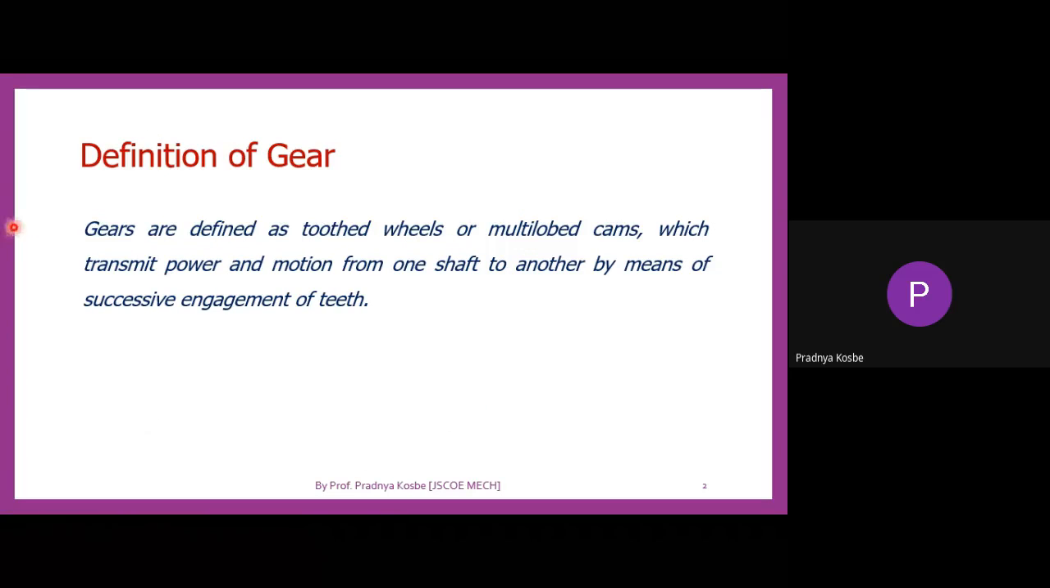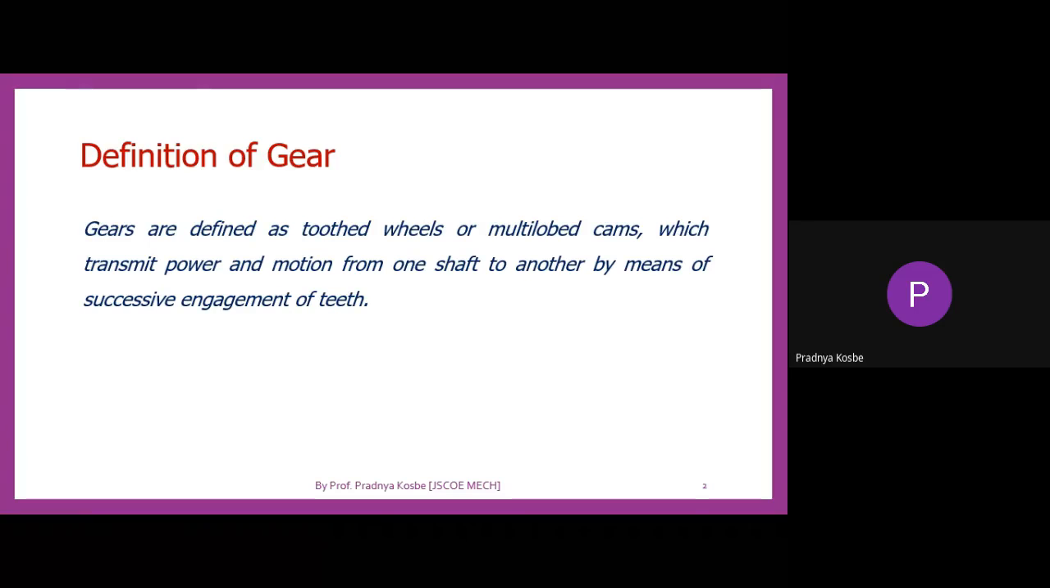Now we'll see what a gear is. According to the definition, gears are defined as toothed wheels or multi-lobed cams which transmit power and motion from one shaft to another by means of successive engagement of teeth.